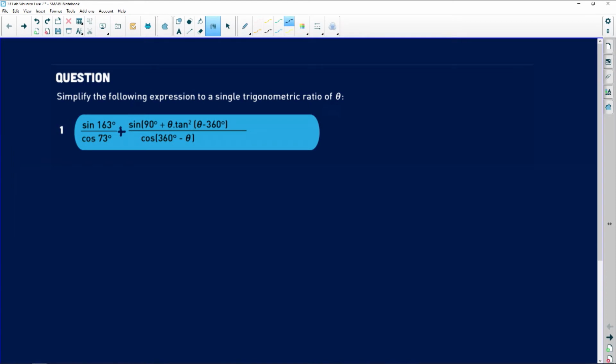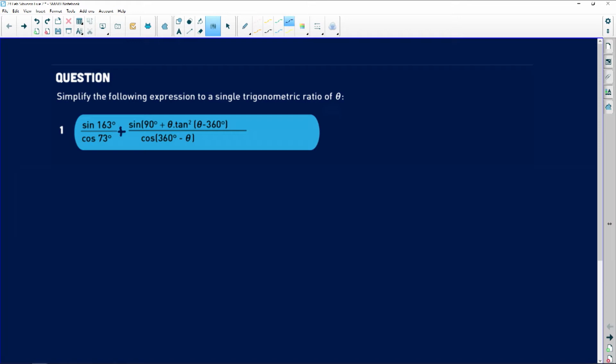Guys, let's go check this question so that you will understand what you need to do in order to analyze these kinds of concepts. So Nsova's question reads as follows. It says, simplify the following expression to a single trigonometric ratio of theta.